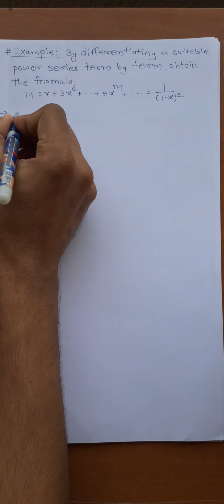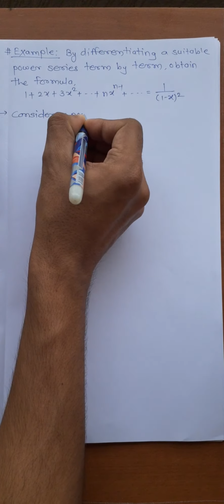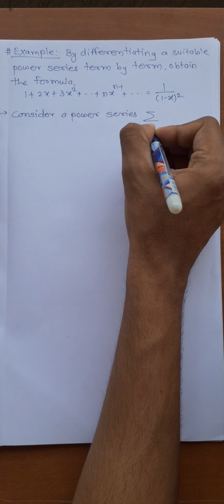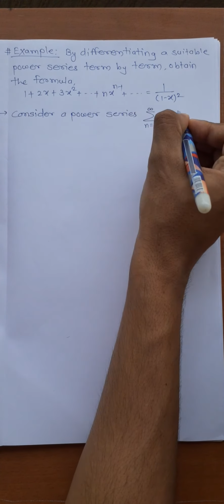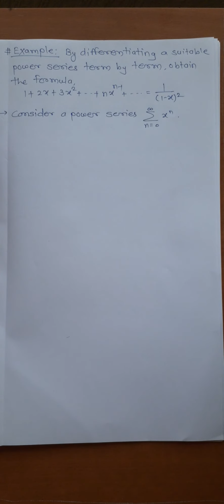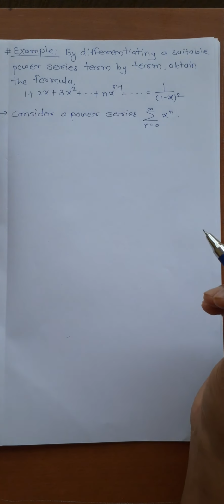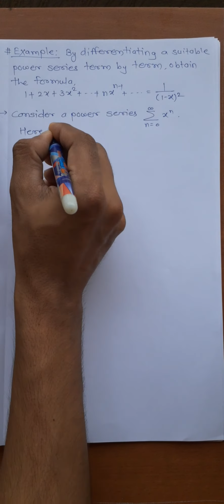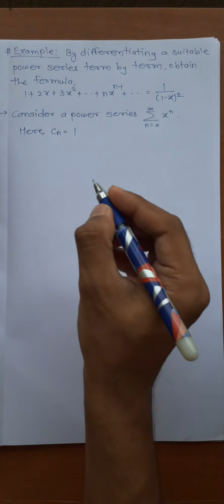I am considering a power series, summation x raised to n running from 0 to infinity. First of all, I will focus on what is the radius of convergence of this power series. I will compare this power series with a standard power series. Do you know what is the standard power series? Summation Cn x raised to n. So what is Cn here? Here Cn is obviously 1. So I will try to find its radius of convergence.